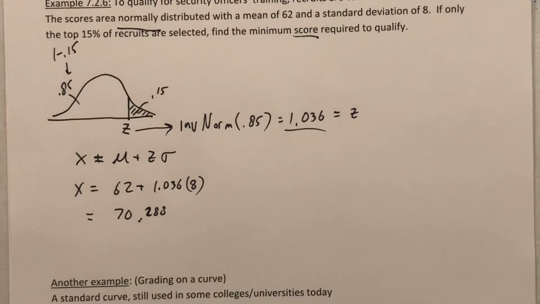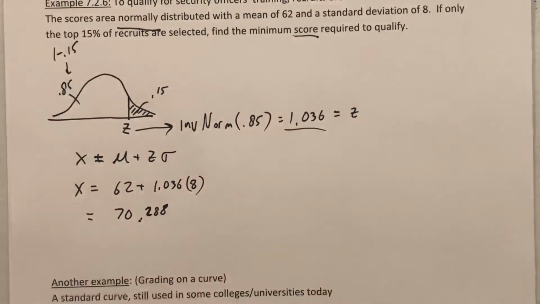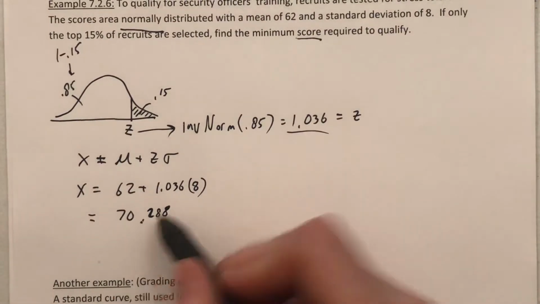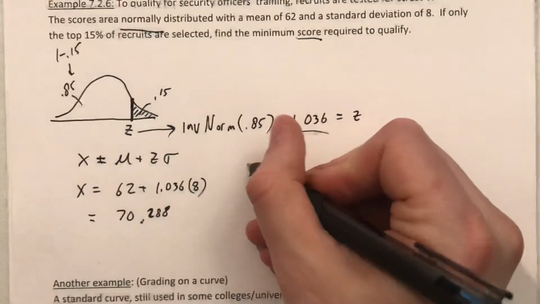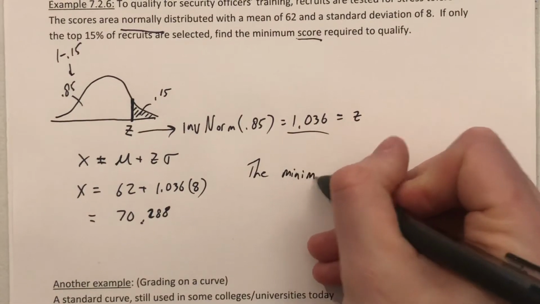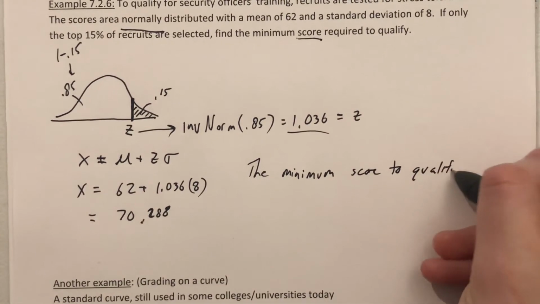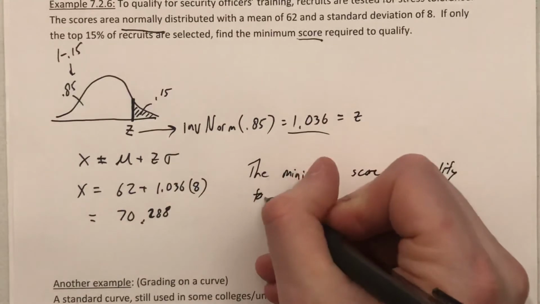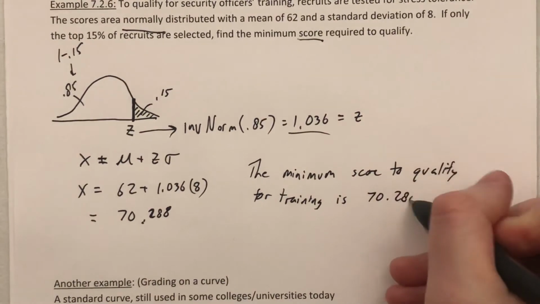Since we don't know whether or not scores can be decimals, we'll just stick with this value. This would be the assumed score potential, because we're saying find the minimum score required to qualify. If you can get to that score, you're in the top 15%. So we'll say the minimum score to qualify for training is 70.288.